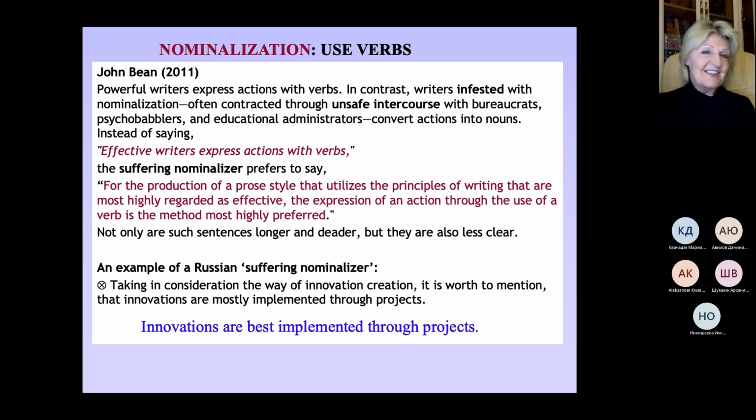You see, unsafe intercourse. Please, I recommend that you avoid unsafe intercourse with educational administrators as much as you can. Although none of us can, and I myself am under huge pressure of all those bureaucratic documents, because of which I nearly missed the beginning of today's webinar. But please do. It's very difficult to keep safe and keep reason when you are in an insane context. I understand.